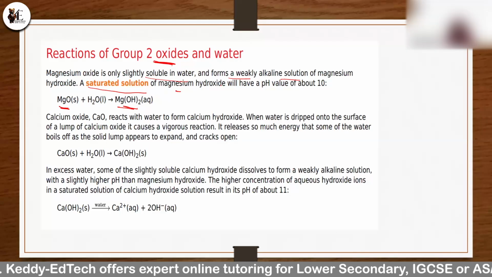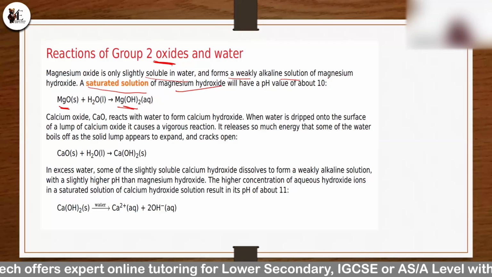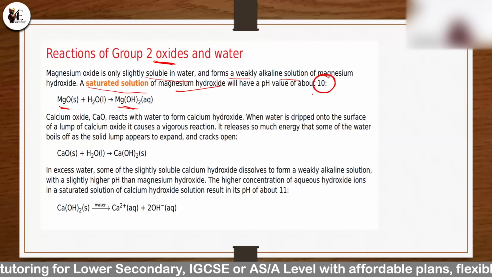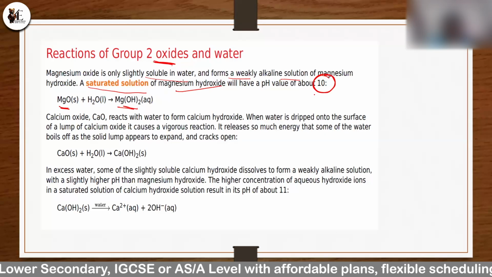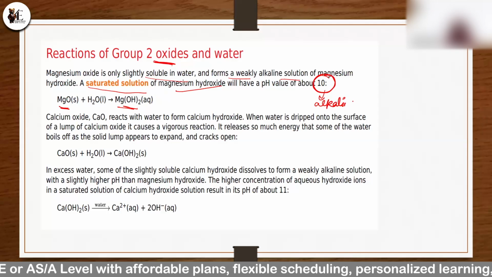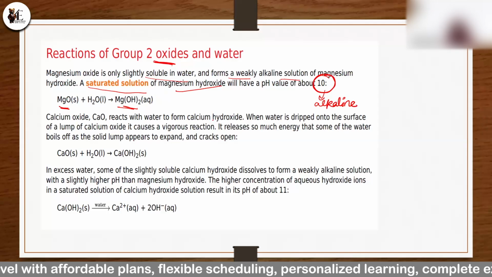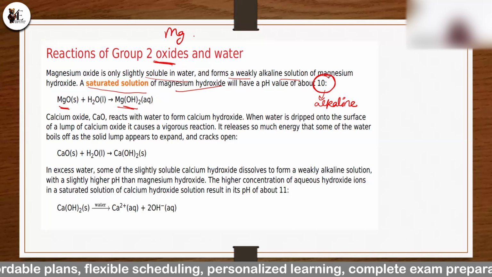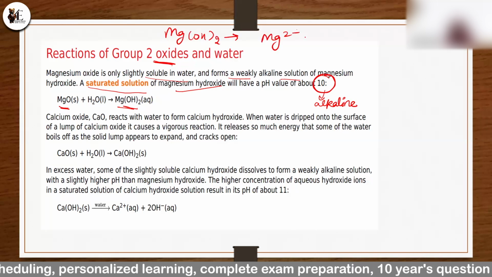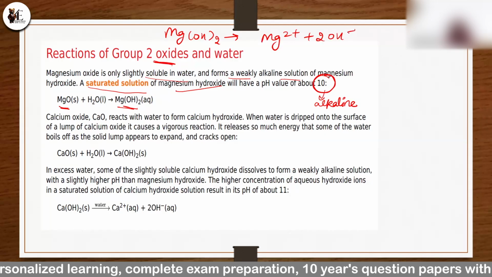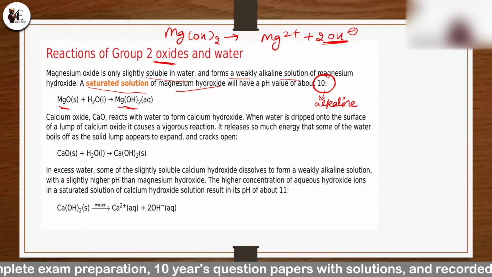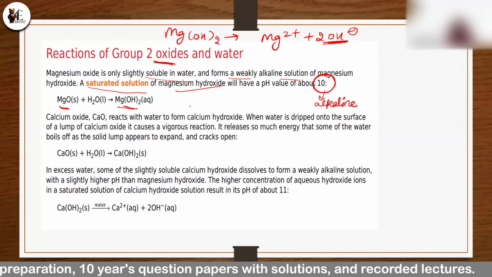A saturated solution of magnesium hydroxide will have a pH of about 10. Why does it have a pH of about 10? A pH of about 10 means acidic or alkaline? Alkaline. Yes, it is alkaline. Why is it alkaline? Because when magnesium hydroxide dissociates, it gives you magnesium 2+ ions plus hydroxide ions, and these OH- ions are responsible for the alkalinity. Now remember the pH is 10.